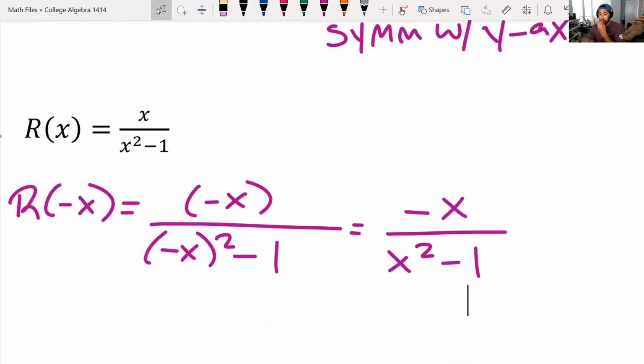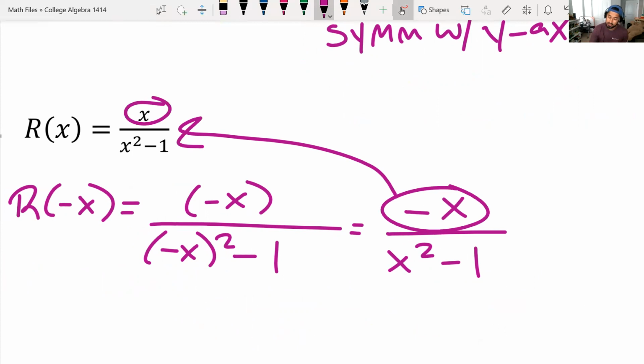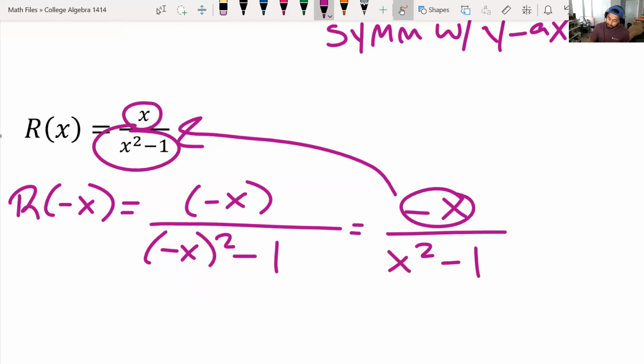Now, look at it. Did we get the original function back? And that answer is no. That's a negative x, that's a positive x. But then, did we get the function back, but all the signs have changed? Here's an x, there's a negative x. That's good. Here's an x squared minus 1, there's an x squared minus 1. No signs have changed there. So we can say it's not odd.